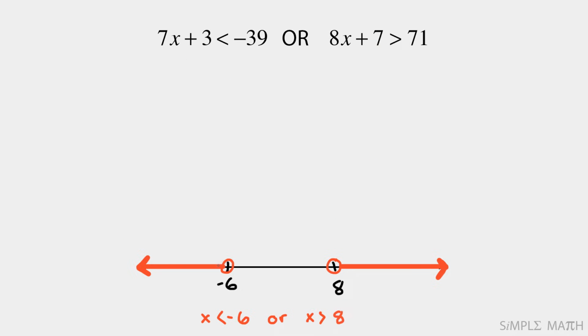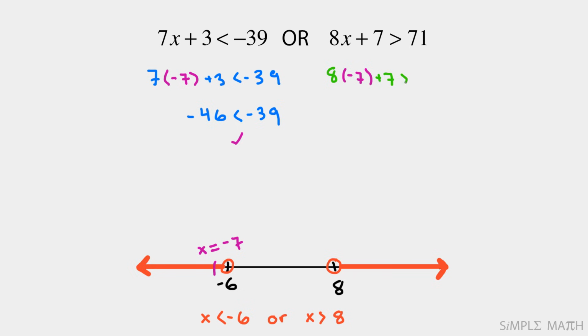Now let's check some possible values for x like we did in the first problem. First, let's look at x equals -7. On the left, we get 7 times -7 plus 3 is equal to -46, which is less than -39. But on the right, we get 8 times -7 plus 7 is equal to -49, which is not greater than 71. But remember, these inequalities are connected with or, so we only need values of x that make at least one of the inequalities to be true. Therefore, x equals -7 is okay.